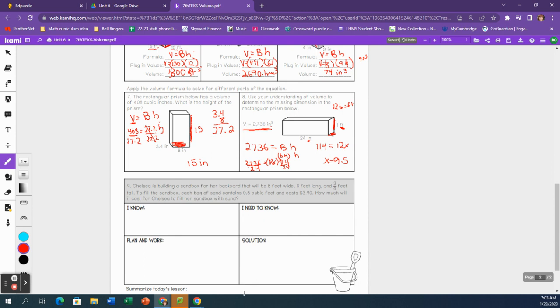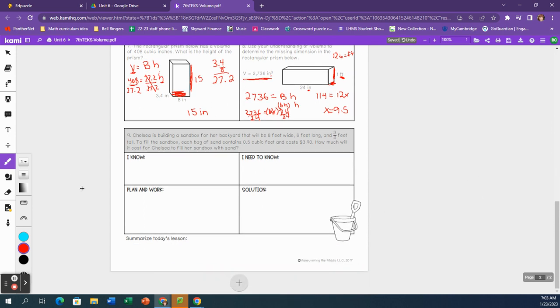Okay, we're going to stop it there. You don't need to worry about doing the bottom for right now because you'll get practice during your practice time.